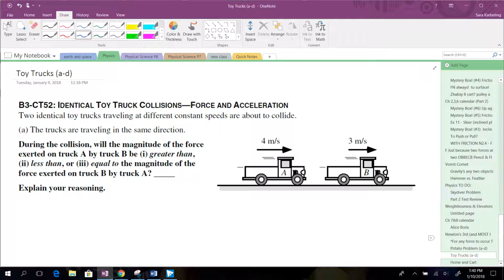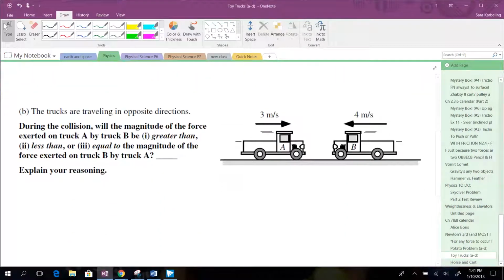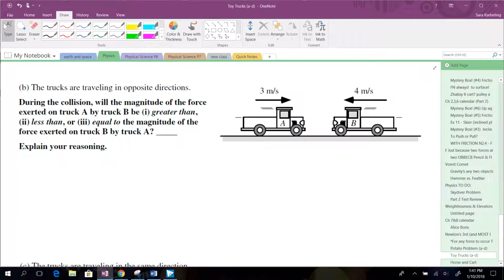Third law. Okay. So here's my question for you. Hopefully you'll get these right. During a collision, tell me about the magnitude of the force exerted on truck A by truck B. Less than, equal to, or the same as the force of B on A? Same. Equal to. Why? Because when something hits something, they exert the same amount of force back. They're third law pairs, and third law pairs are always equal. This one's different.